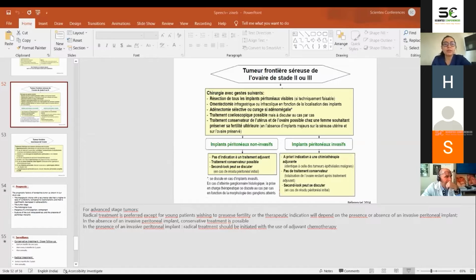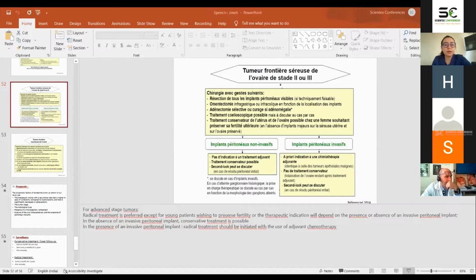Concerning the prognostic factors of borderline tumor as shown in our study, they are the therapeutic choice with a recurrence rate that is higher in case of cystectomy compared to ovarectomy, and that significantly decreases with adnexectomy, the tumor stage, the histological type, presence of micropapillary components, rupture of the cyst intraoperatively, and the presence of peritoneal implants.